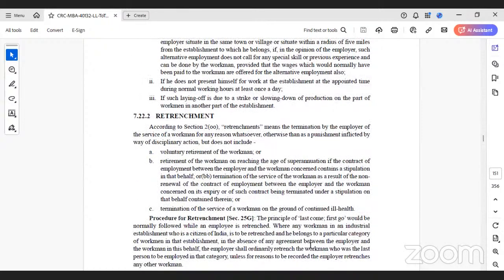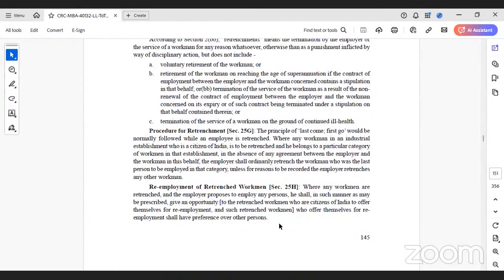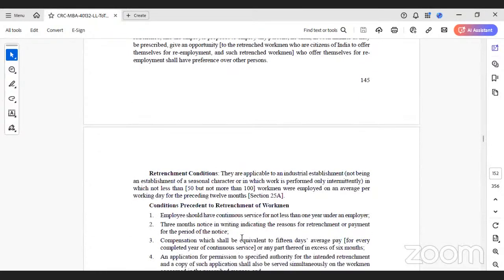Now, retrenchment means the termination by the employer of the service of the workman for any reason whatsoever, other than as a punishment. It can be voluntary retrenchment, or retrenchment of the workman on reaching the age of superannuation, or the termination of the service of the workman on the ground of continued ill health. Now, whenever there is a retrenchment, you have to give an opportunity to the workman to come to his establishment and come to an agreement for the retrenchment. And sometimes the retrenched workman might be re-employed in the organization.